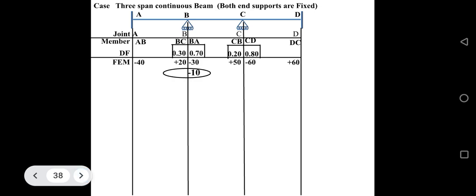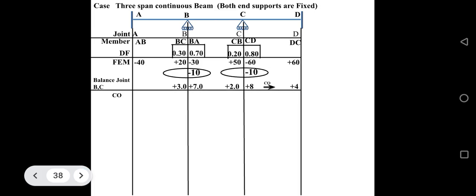Find out the unbalanced moment. Similarly, you can find the unbalanced moment for joint C, and then balance by multiplying with the distribution factor and distribute with the opposite sign. So you can observe it is balanced. Here also for C, the same procedure is applied, multiplied with the distribution factor and distributed with the opposite sign. But remember that the end moments are to be carried over. Here from B to A is possible because A is fixed. C to D is also possible because D is fixed.